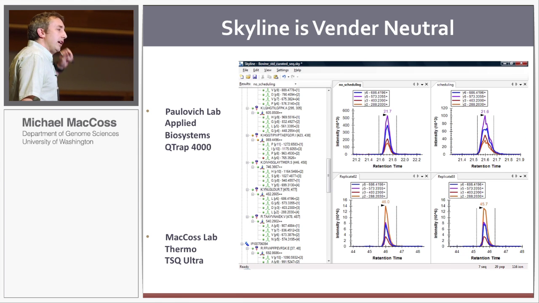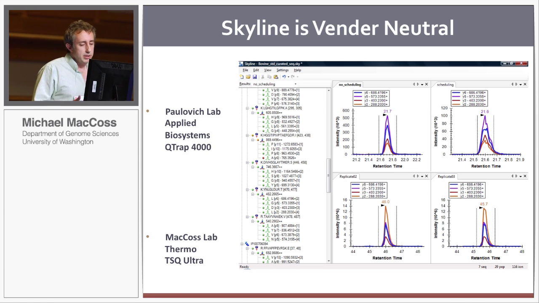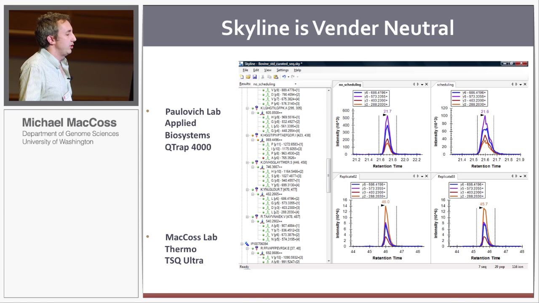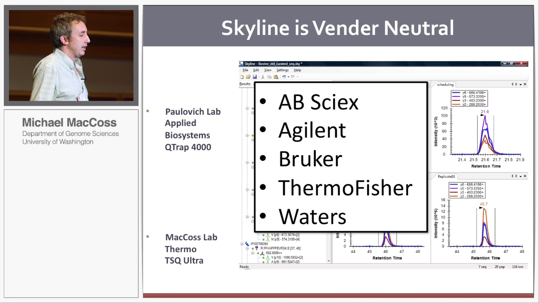So initially, we wanted to make it vendor neutral. The only instruments we had access to at the time were the instrument that we had in the lab, which was a TSQ Ultra, and an Applied Biosystems instrument from Mani Palovich's lab. We were able to display the data comparatively between them, and then the first thing we did was go out and see, okay, what other instrument data can we get?